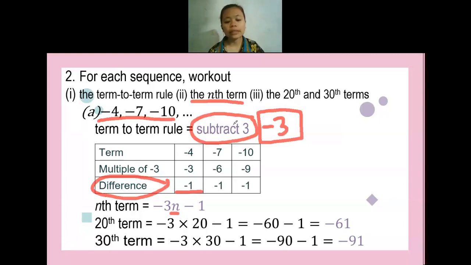And then for the 30th term, we replace the letter n with 30. So negative 3 times 30 equals negative 90. Negative 90 minus 1 equals negative 91.